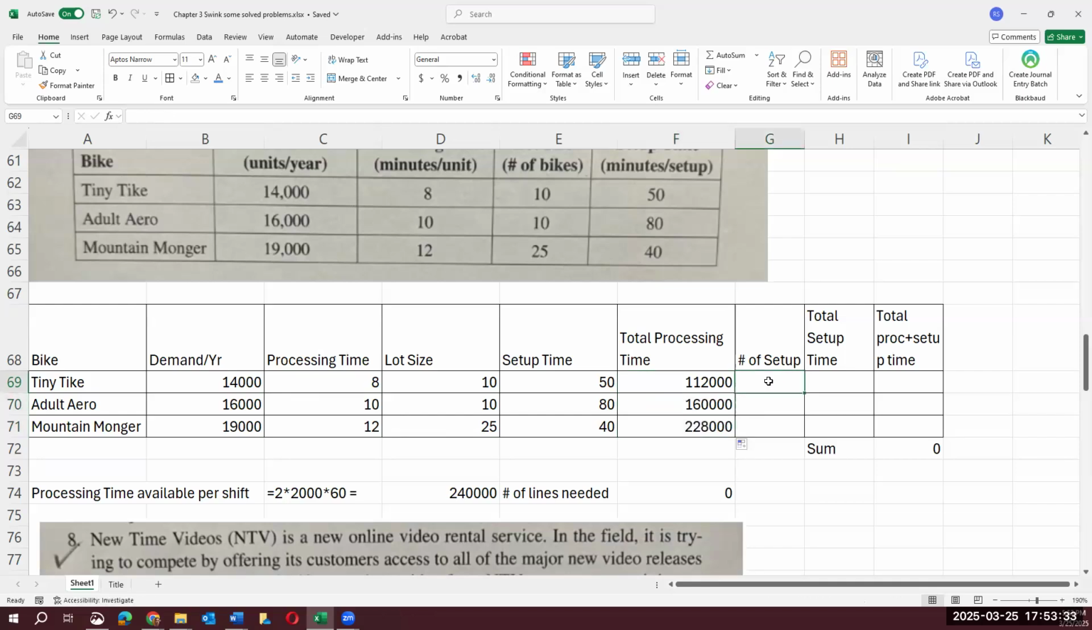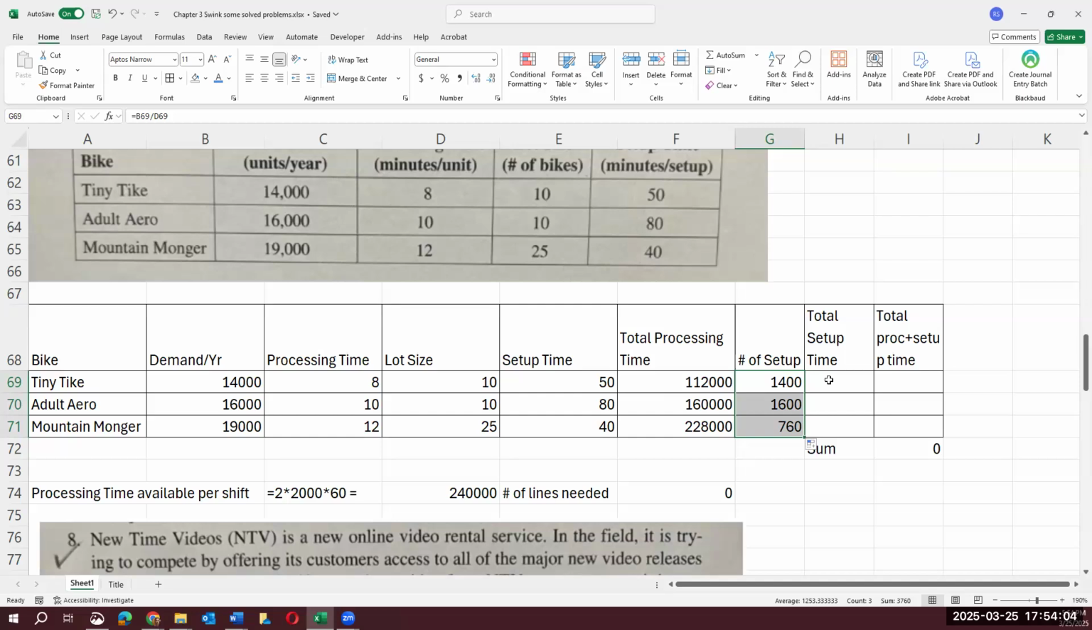Now, how many times do you have to set up? Well, it looks like you are making 14,000 units, and every time you set up, you can do only 10. So you take this 14,000 divided by the lot size of 10, and you get 1,400 setups you will have to do. And then of course you can double click on this, and it fills up everything here.